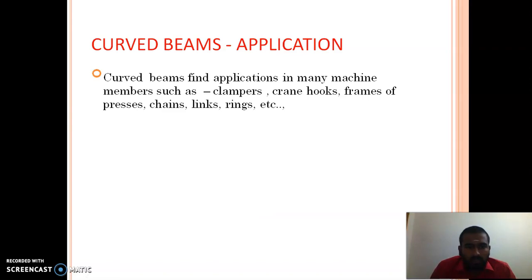You can see curved beams in clamps, crane hooks, as I told, frames of presses, chains, links, rings, etc. Basically, whatever is circular or bent and is resisting load, you can call a curved beam. So, how do you calculate bending stresses in curved beams? How do you design curved beams? How is it different from straight beams? We will see this.